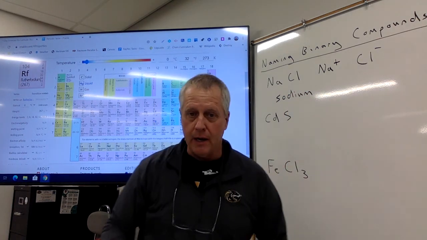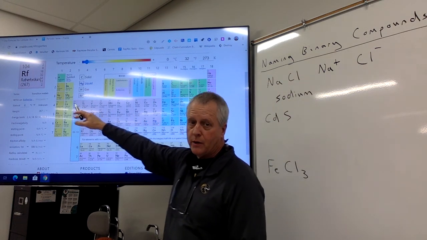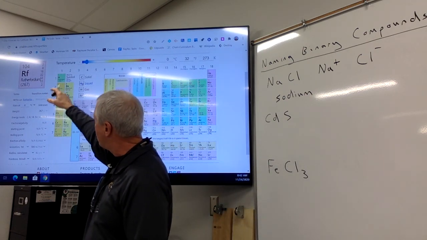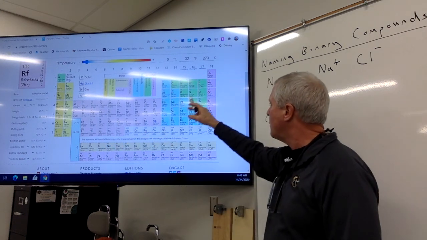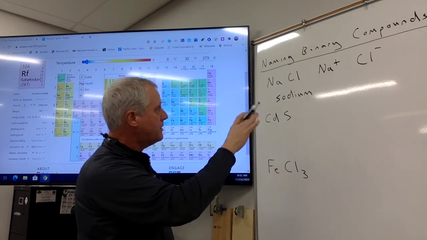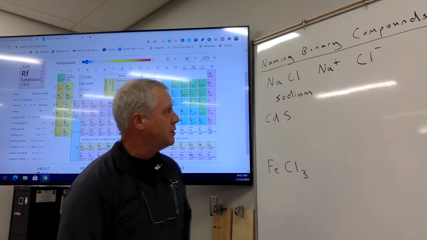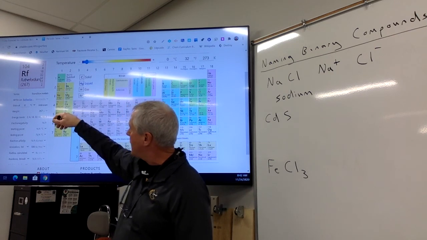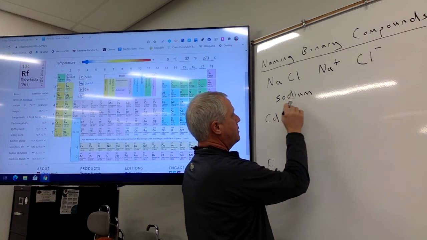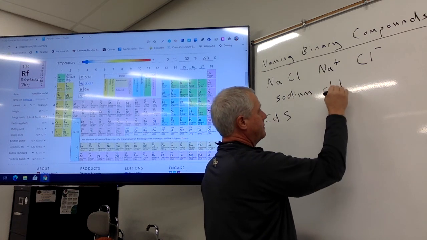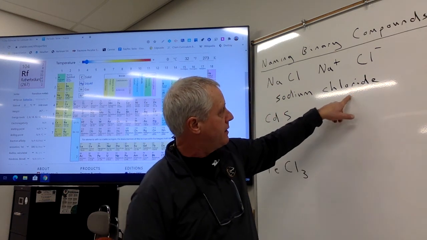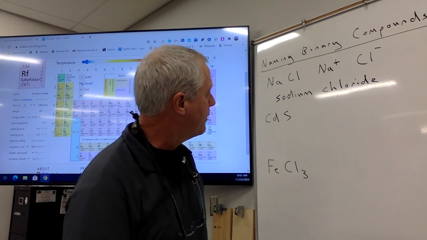Sodium is over here as an alkali metal, and chlorine is a halogen, and that's the only charges they're going to have. Sodium is a plus 1 because it's going to give up its 1 electron in the s orbital. So back to this, it would be sodium chloride. Notice that the anion here ends in -ide. That's the rule for that.